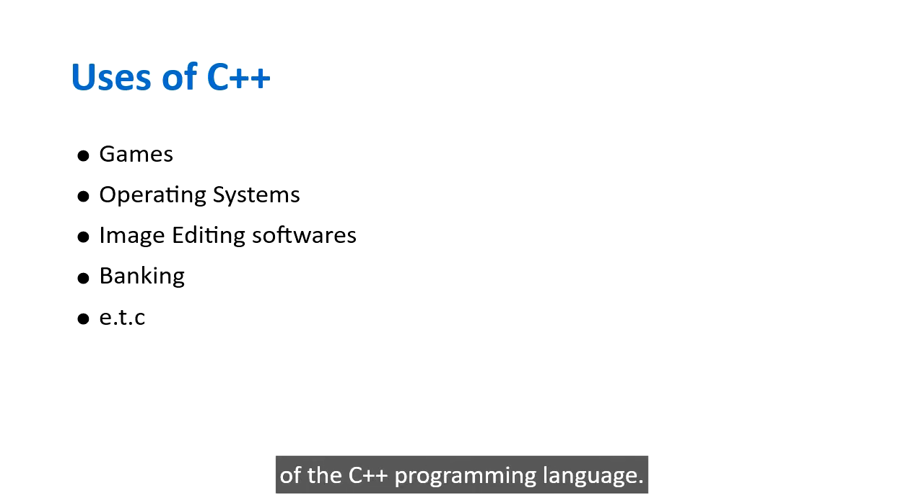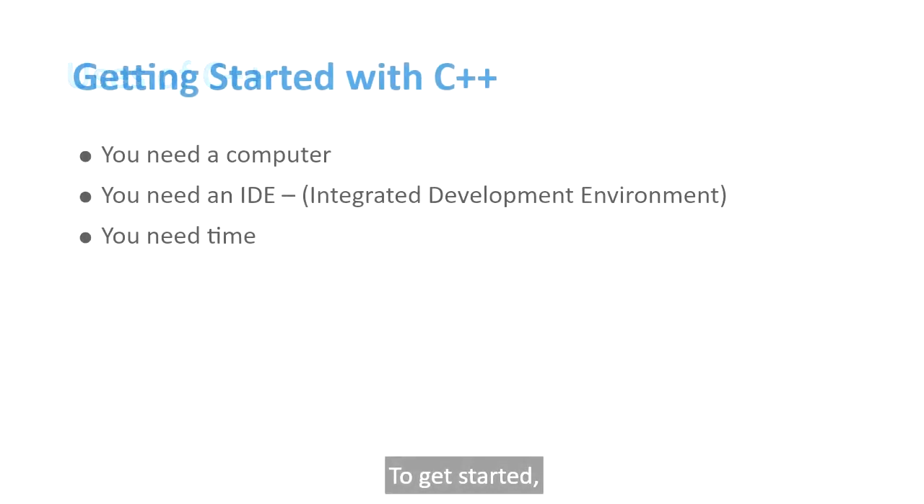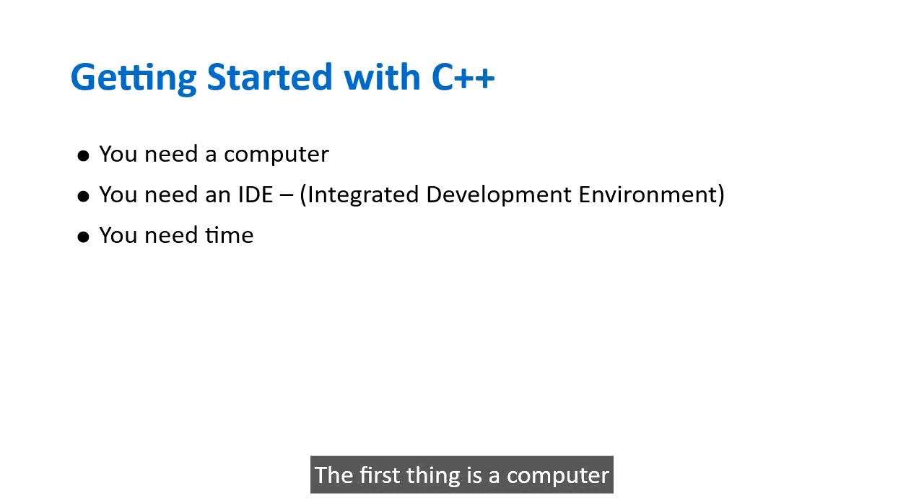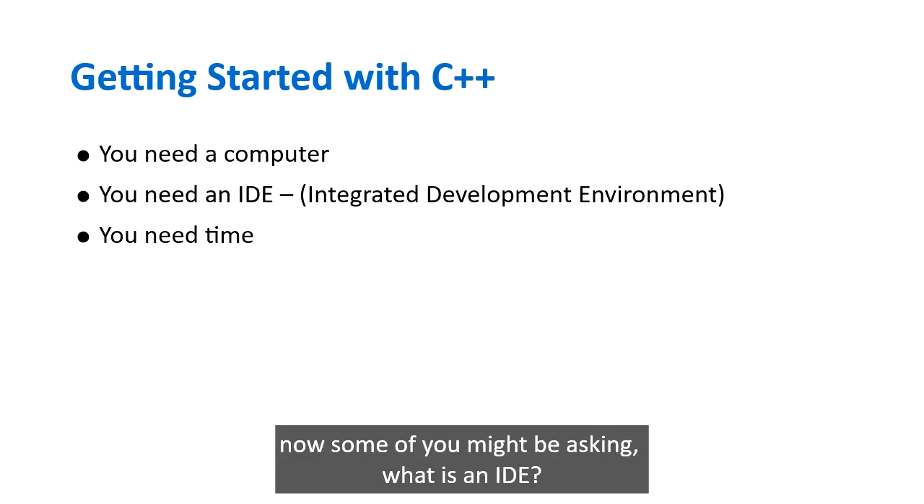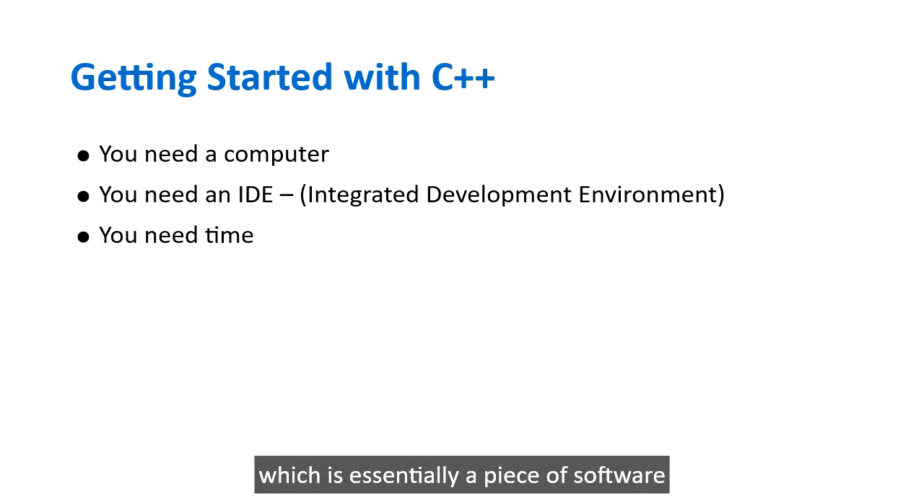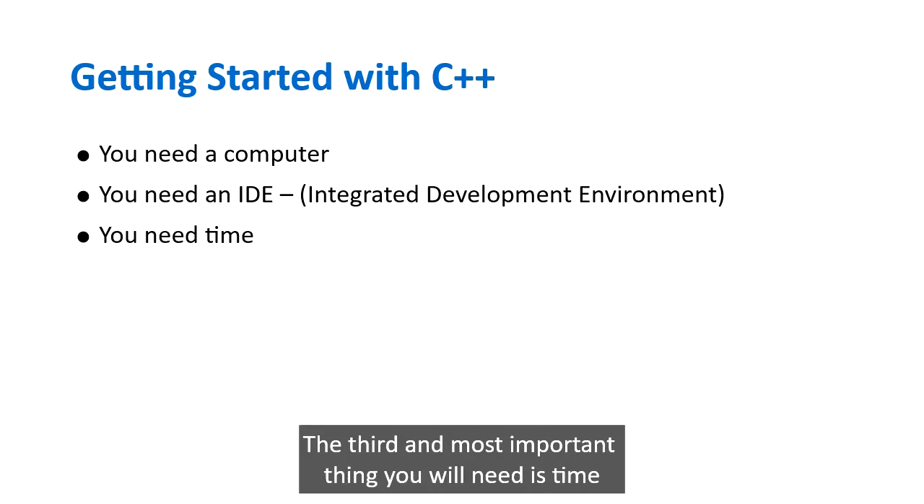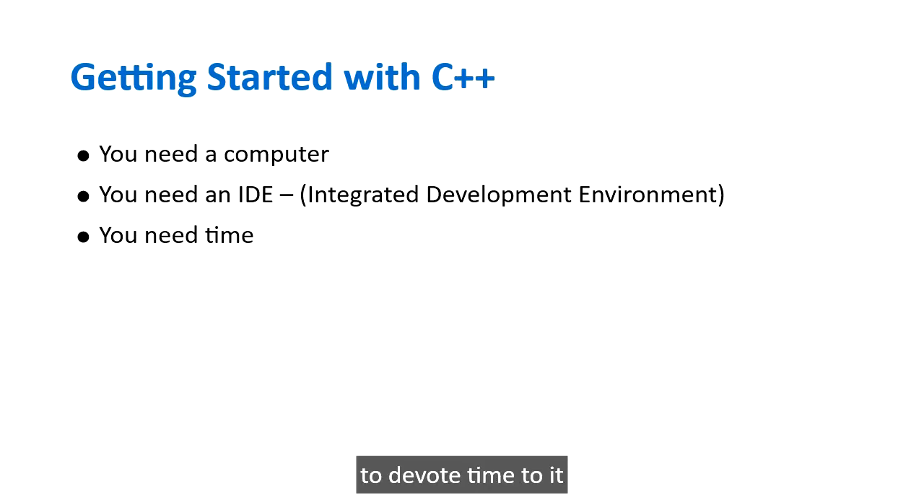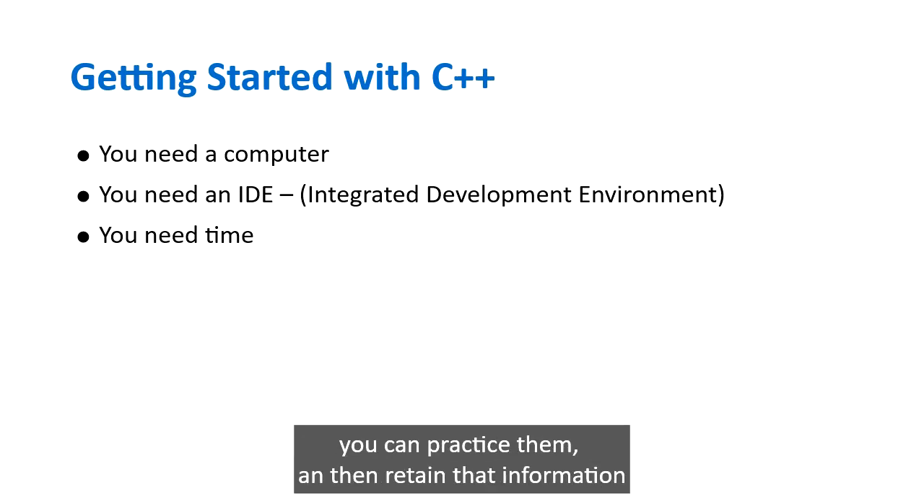C++ programming language. To get started, there are 3 things that you're going to need. The first thing is a computer. The second is an IDE. Now, some of you may be asking, what is an IDE? An IDE is an integrated development environment, which is essentially a piece of software that is going to allow you to edit your code, to run it, and also to debug it. The third and most important thing that you will need is time. Now, for any new skill that you learn in the real world, I'm sure you realize that you need to devote time to it so that you can learn new things, you can practice them, and then retain that information.